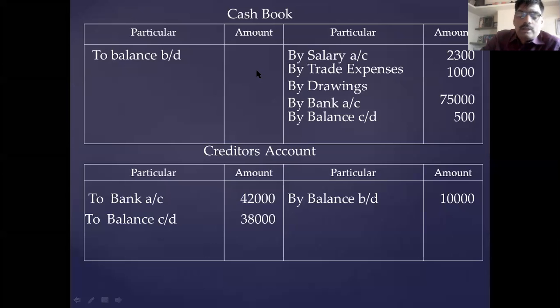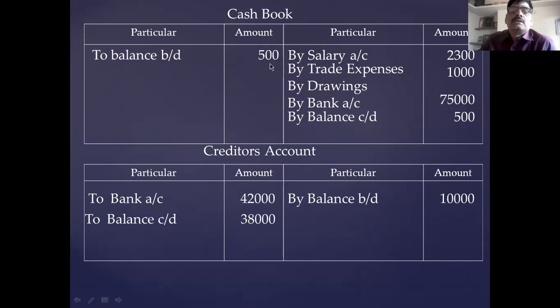Okay, then next is F point. In the F point, closing stock is there. That goes to the trading account and balance sheet. Creditor, you take the closing creditor 38,000. This is the point: you remember closing stock, creditor. Prepaid expense and outstanding expense go to the P&L account and balance sheet. Okay, this point is completed.